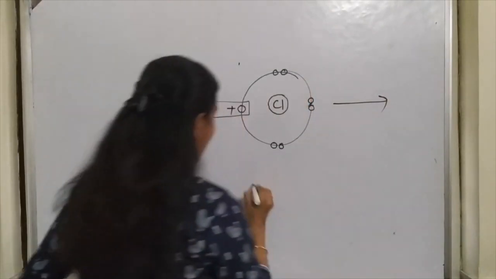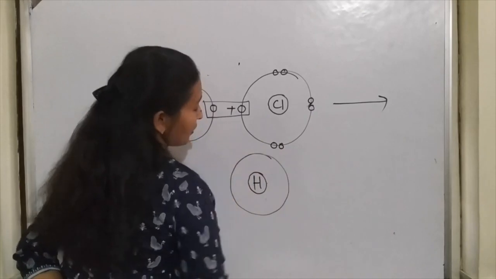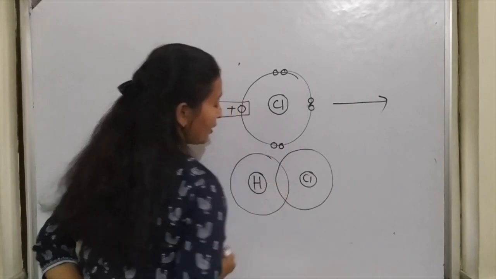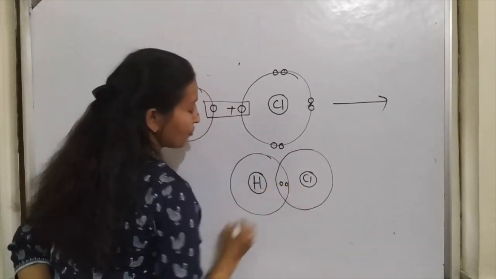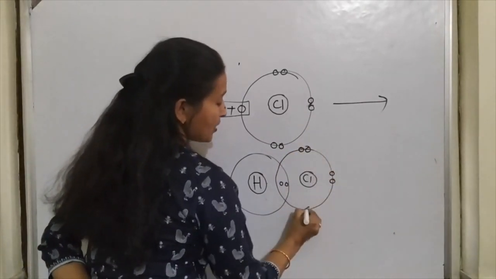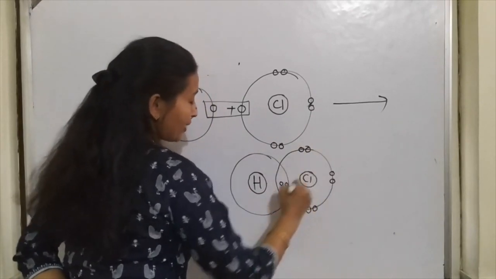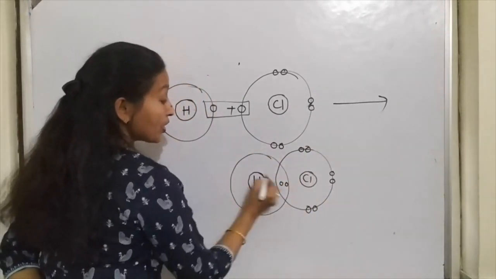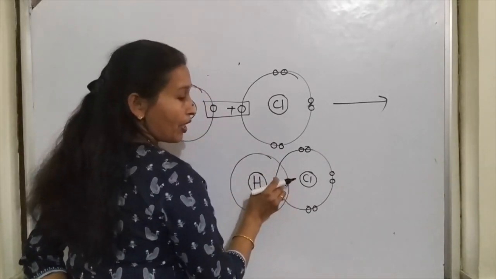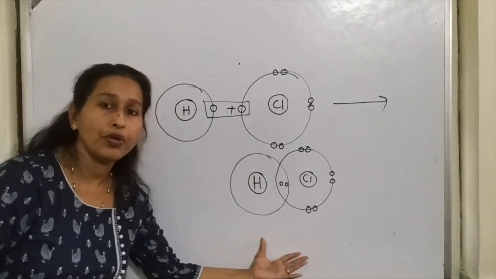After this they form hydrogen chloride. This is the nucleus of hydrogen, and let me draw the hydrogen orbit. And this is chlorine. Between them they shared a pair of electrons that is common to both, and these are the remaining 6 electrons of chlorine. Now if you look at the orbit of chlorine, there are 8 electrons. If you look at the orbit of hydrogen, there are 2 electrons. Both have attained stability by sharing a pair of electrons.